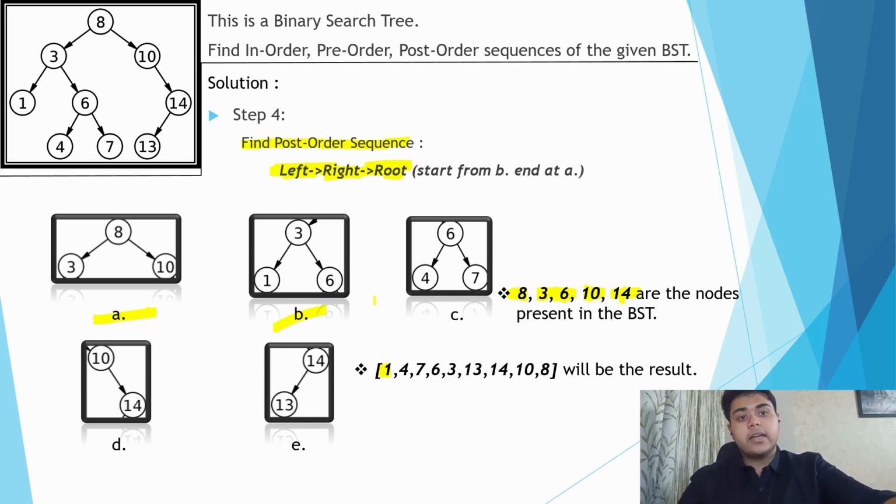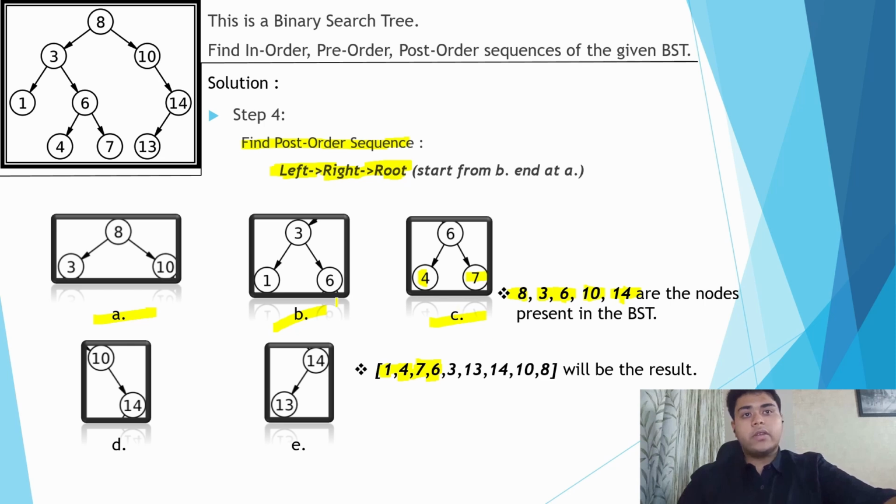But 6 is a node, right? 6 is a node, as we got from step 1. So we will go to the image of 6, which is C. Now C will follow the post order sequence again, which is left, right, root. What is in the left of C? 4 is in the left of C. Then what is in the right of C? 7 is in the right of C. We wrote 7. And root, what is in the root of C? 6 is the root of C.